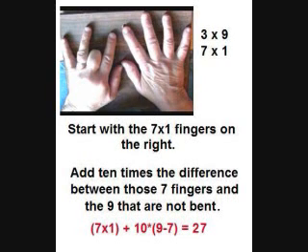9's complement being 1, if we subtract it from the 3 in 3 times 9, our answer is 2, which tells us that we have to add 20 to the 7 that we got earlier to give us our answer, 27.